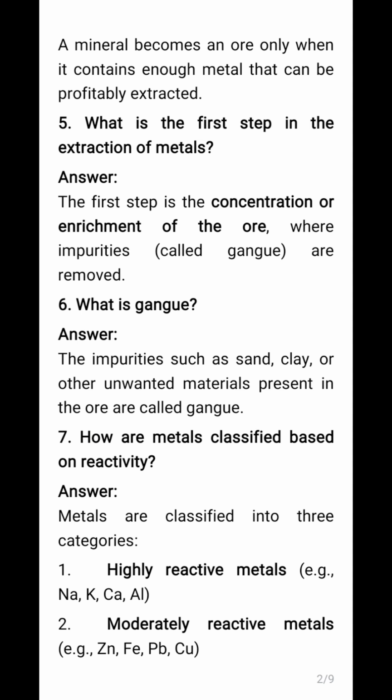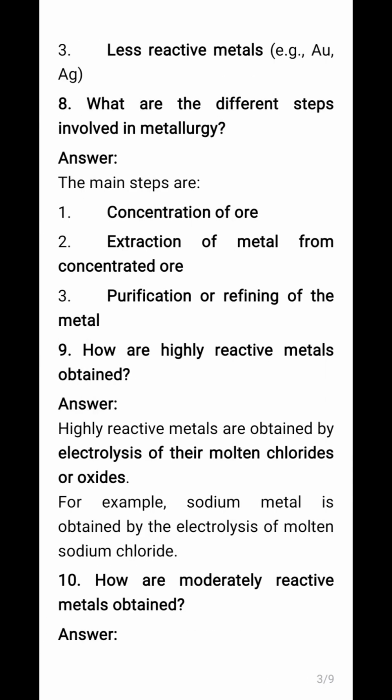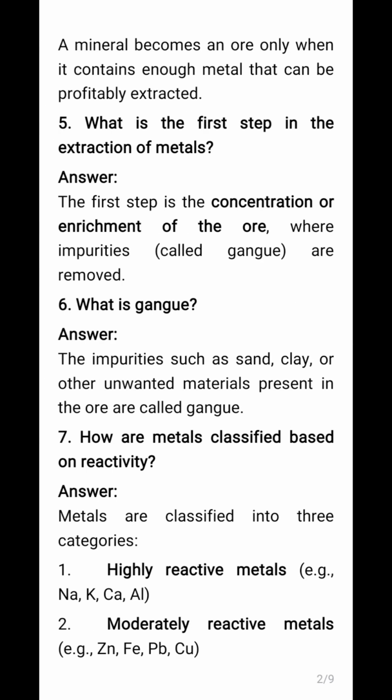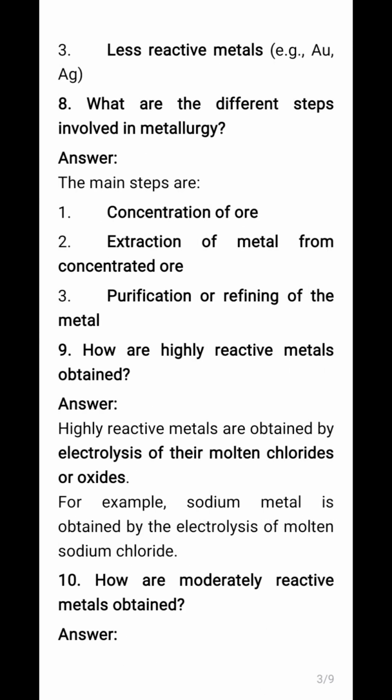How can metals be classified based on reactivity? Metals can be classified into three categories: highly reactive metals, moderately reactive metals, and least or less reactive metals. What are the different steps involved in metallurgy? The main steps are concentration of ore, extraction of metal from the concentrated ore, and purification or refining of the metal.